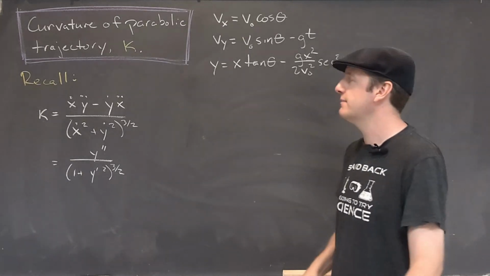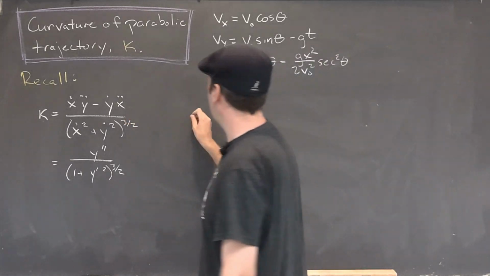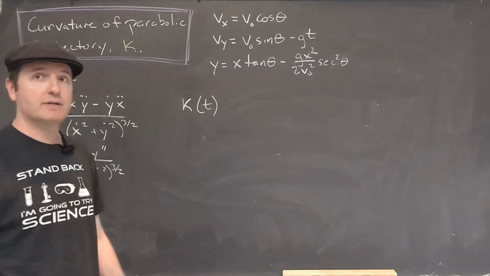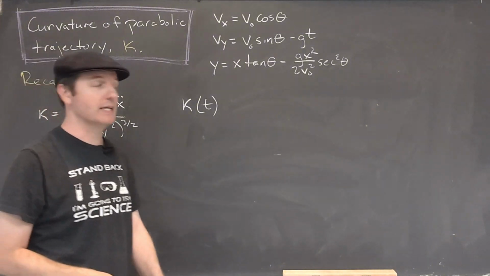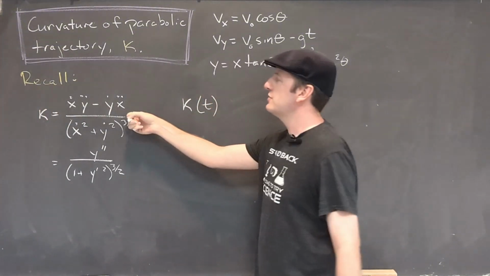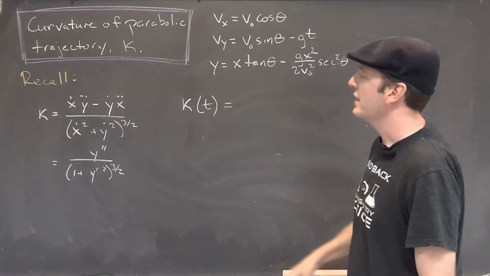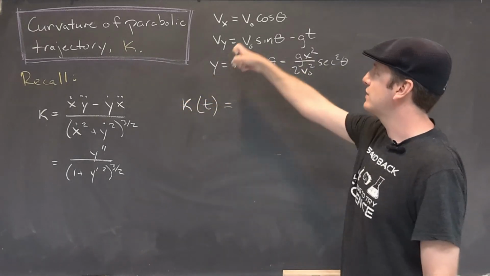Okay, so let's jump right into it. I'm going to go ahead and calculate kappa of t first. So this is not a k, it's a kappa. Try to make it as kappa-like as possible. And I'll be just using this first equation because it's very much in terms of time. X dot stands for Vx.